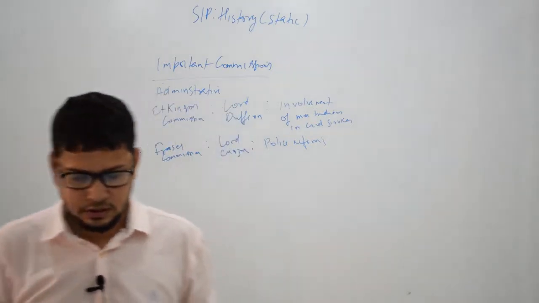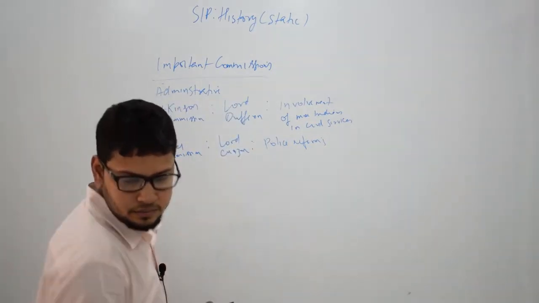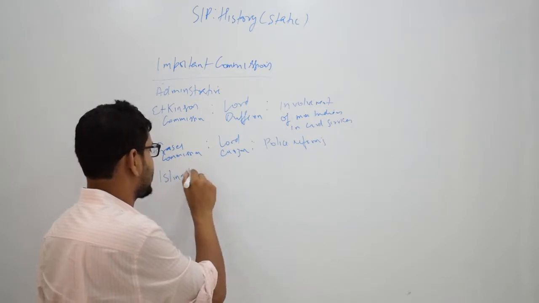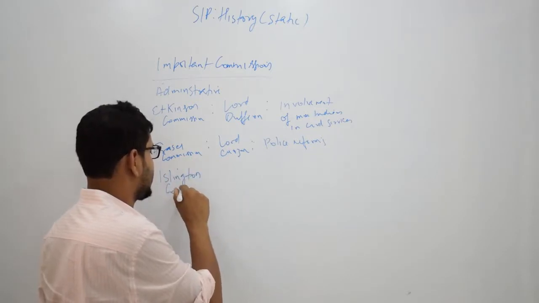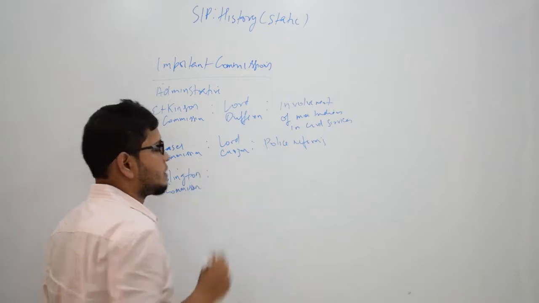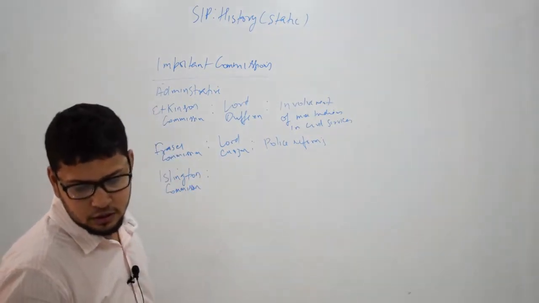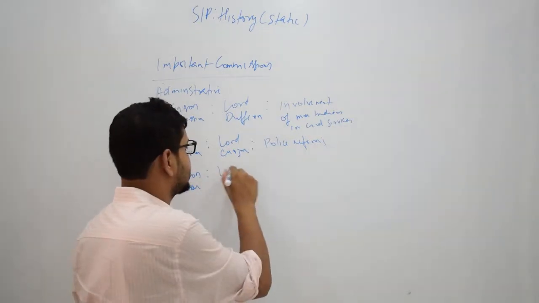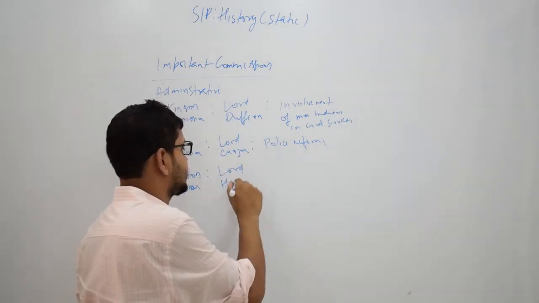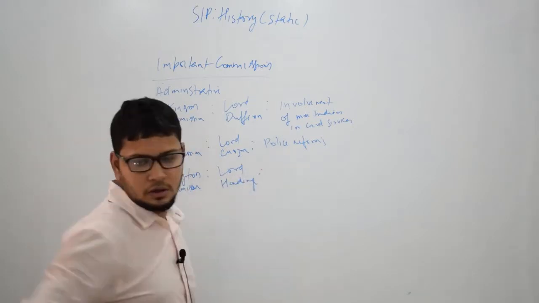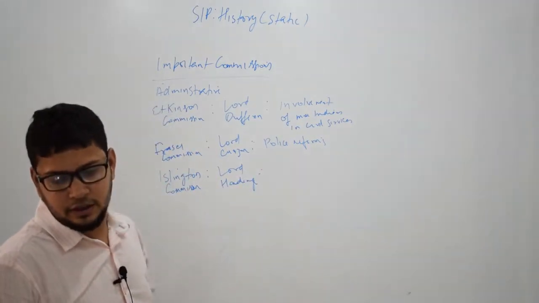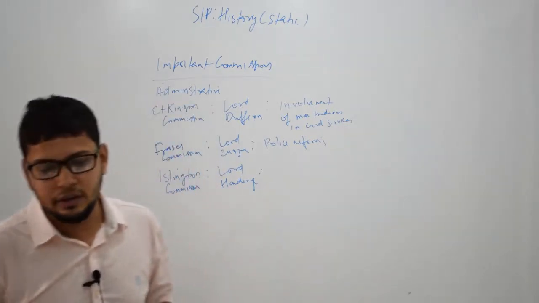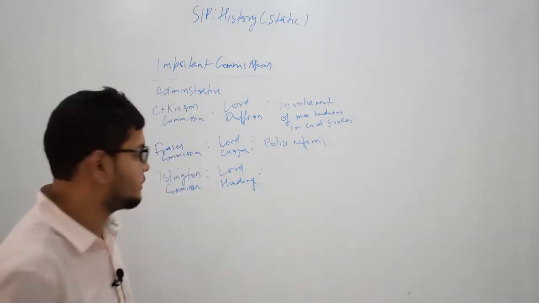Next we have the Islington Commission. This was under Lord Reading. Sorry, this was under Lord Hardinge. And technically it recommended giving 25% of high posts to Indians.